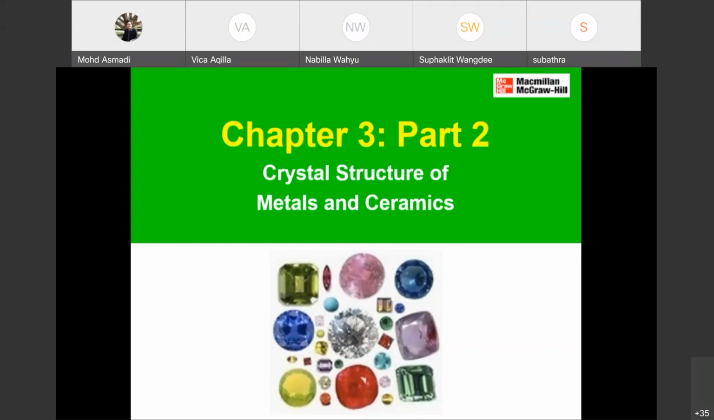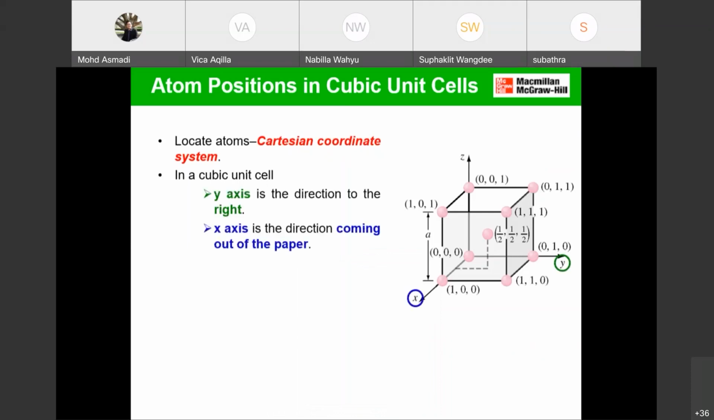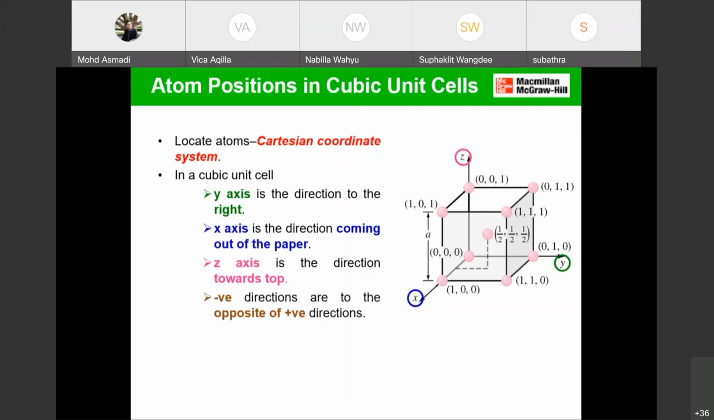Yesterday I already explained about the direction, the vectors that you have to consider for the calculation of the direction indices and the Miller indices. There are x, y, and z axes. Let me recall: the y axis is to the right, x is out of the paper, and z is to the top. And negative is the direction opposite to positive.